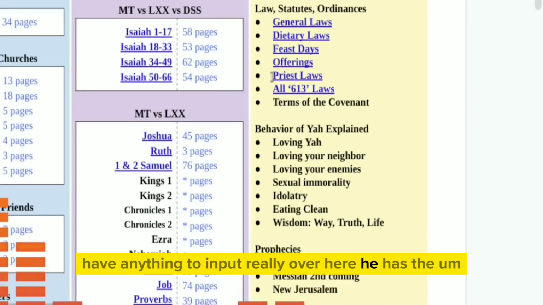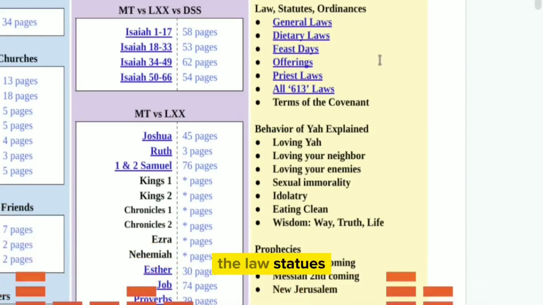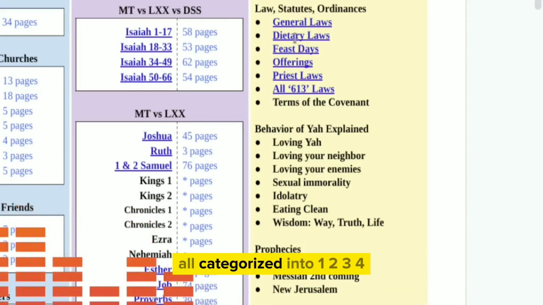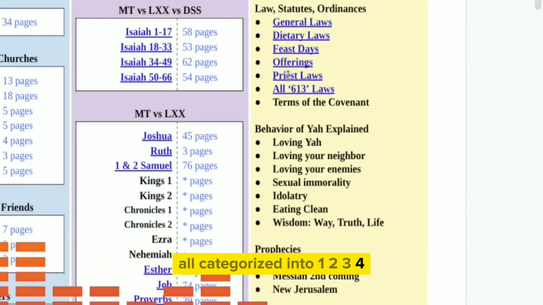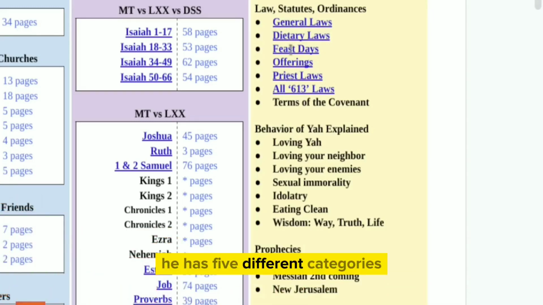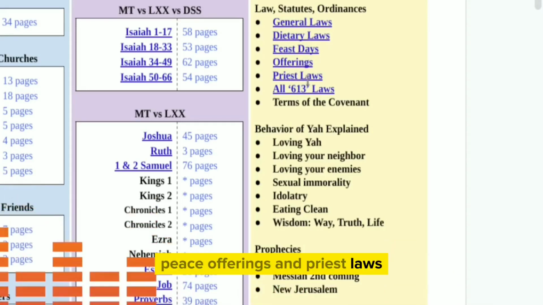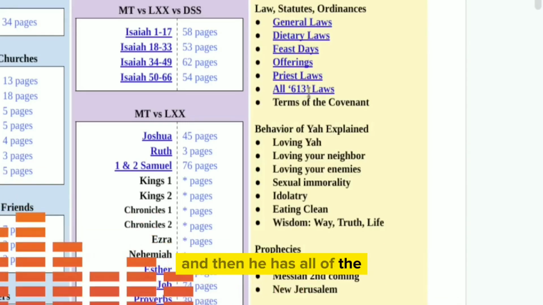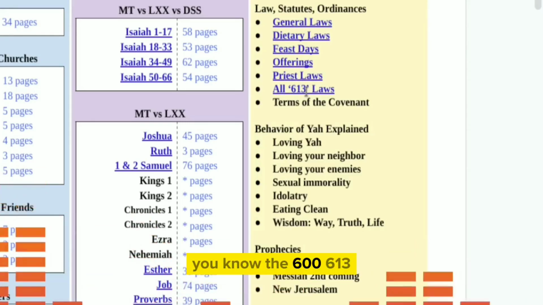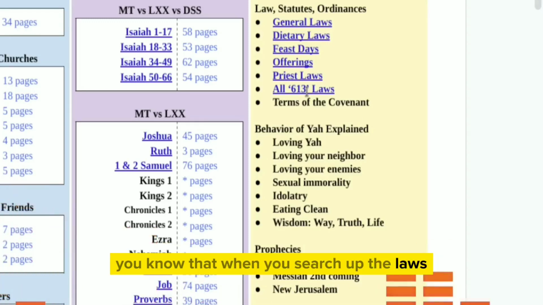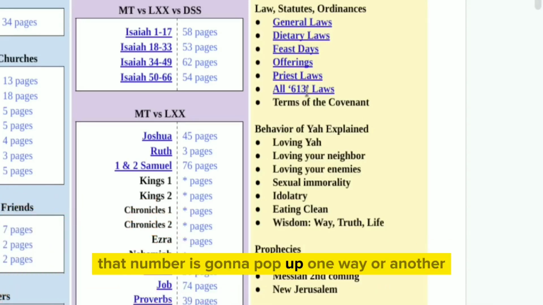Over here he has the law, statutes and ordinances, all categorized into, I guess, 5 different categories: general, dietary, feasts, offerings, and priest laws. And then he has all of the 613 laws that Judaism has listed. When you search up the laws, that number is going to pop up one way or another.